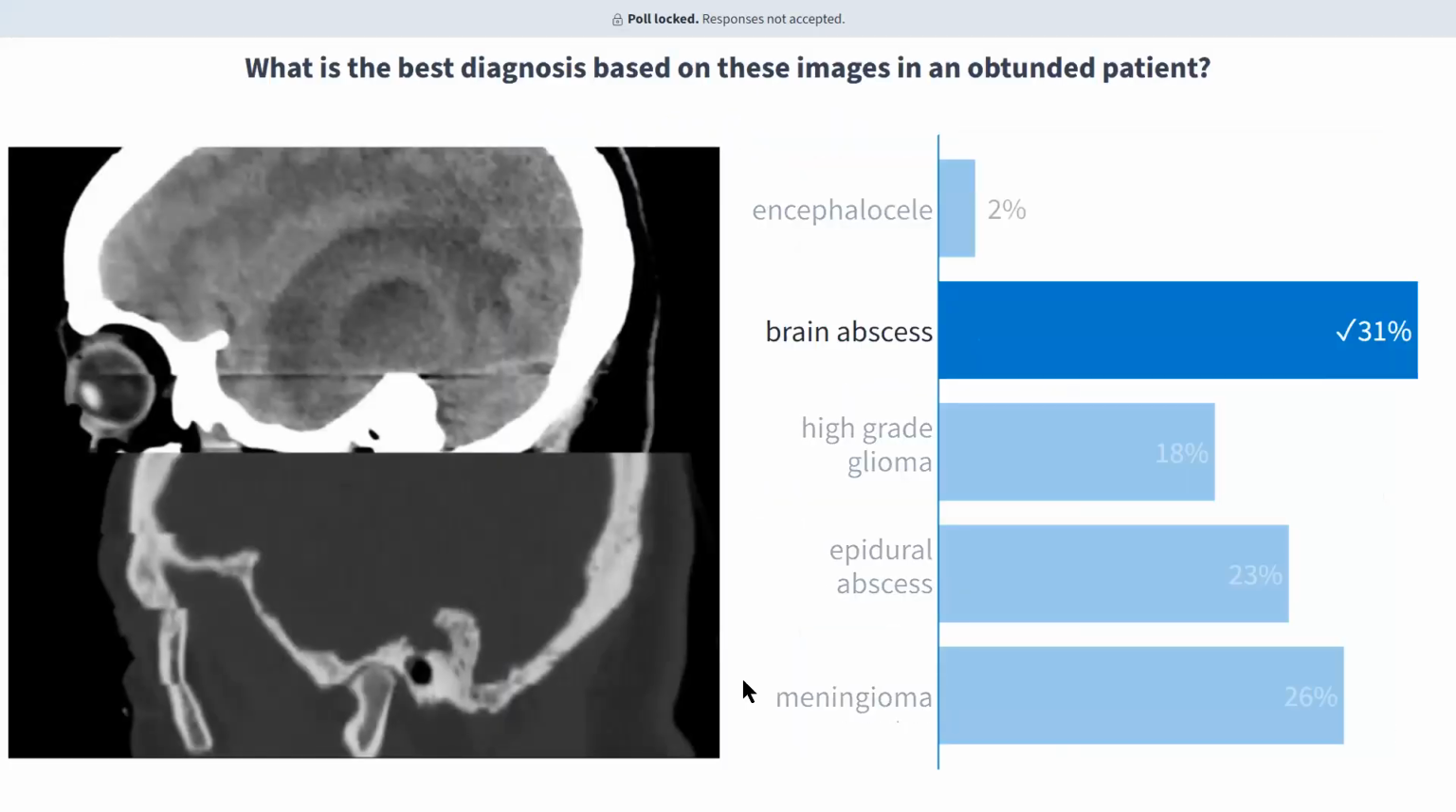So plurality got the answer correct, which is brain abscess. The additional clinical history in this case was the patient had a recent history of ear infection. They were treated with antibiotics and it got better. But more recently, they just felt sick and they were found by a family member down at home, and they were taken to a hospital.